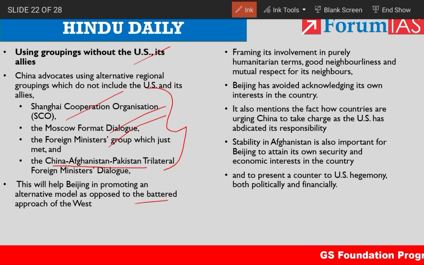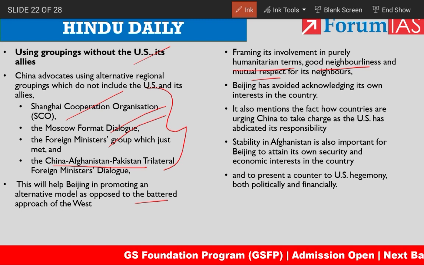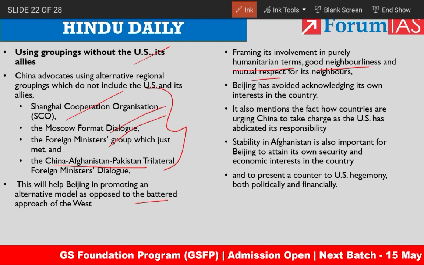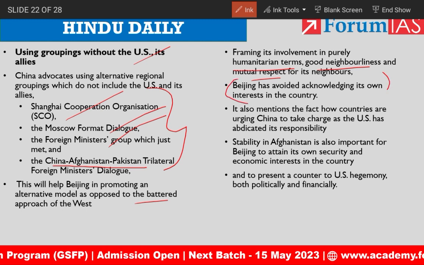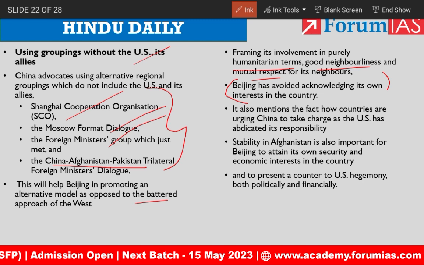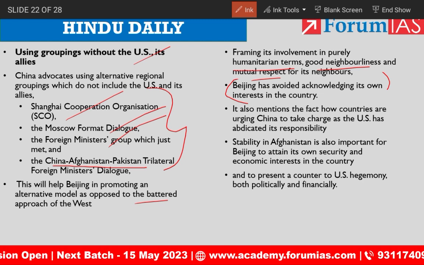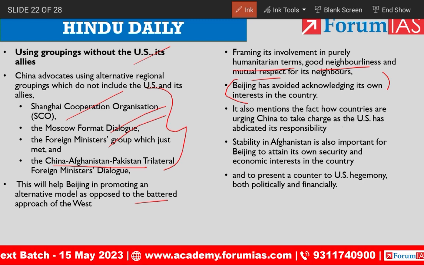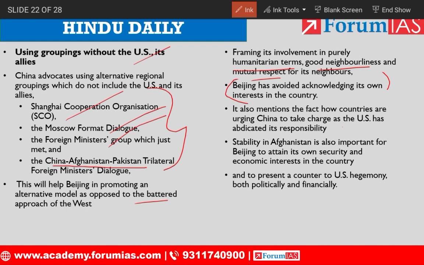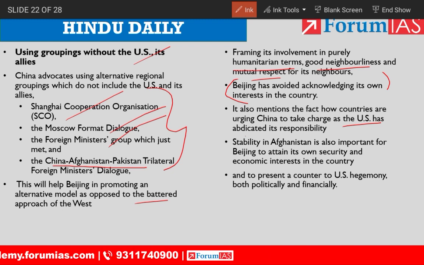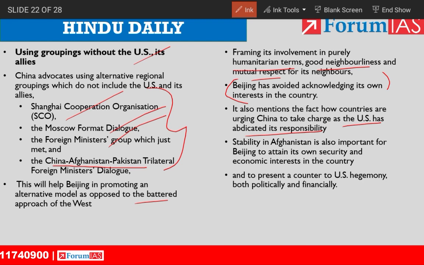Then it is telling our involvement is purely based on the humanitarian aspect. We want to be good neighbors, with mutual respect. So he's telling our view towards Afghanistan is based only on these things. But what you should know is Beijing has its own interests that they are not talking about. What their interests are, we'll see. It also talked about how the US left Afghanistan abruptly and it is calling it abdication of responsibility. It's telling China will never do such a thing, but see, the US is doing all those things.